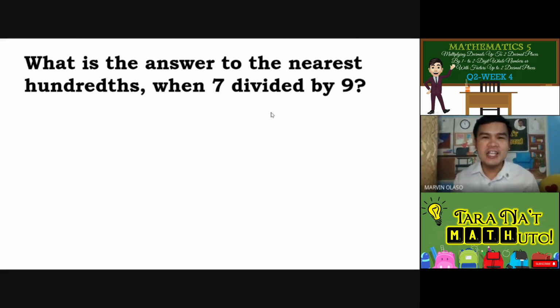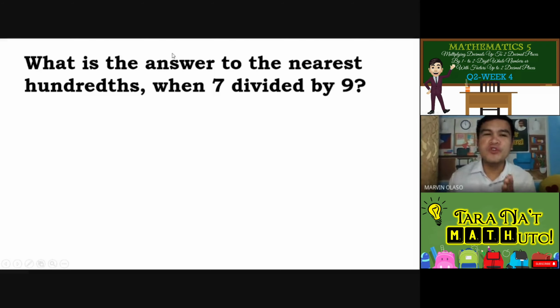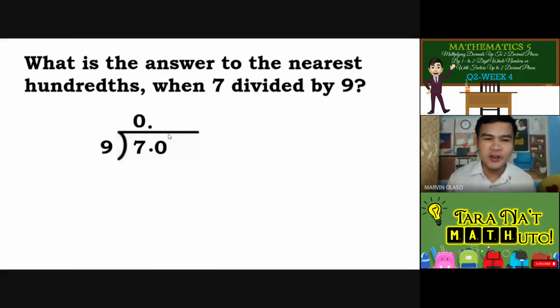What is the answer to the nearest hundredths when 7 divided by 9? So that is the question now. You have to follow the condition. Let's divide first 7 divided by 9. So, mababa ulit ang dividend natin. So, the answer is 0. Then, put the decimal point on the upper part. Then, continue by adding zeros.